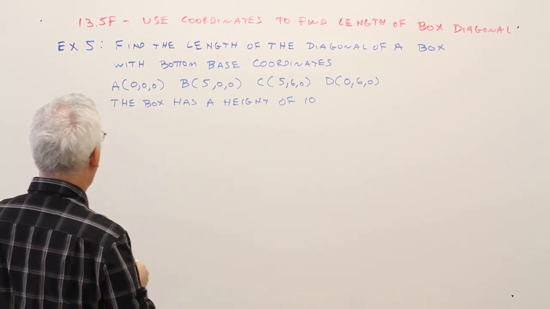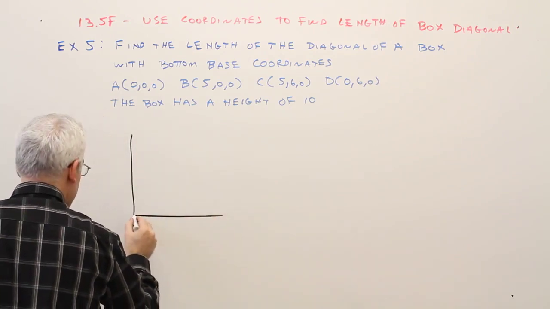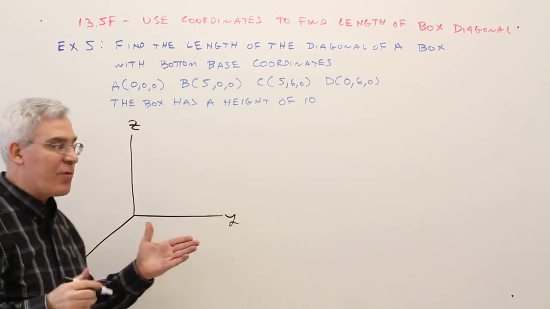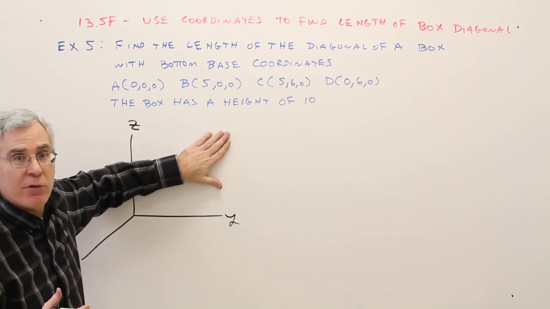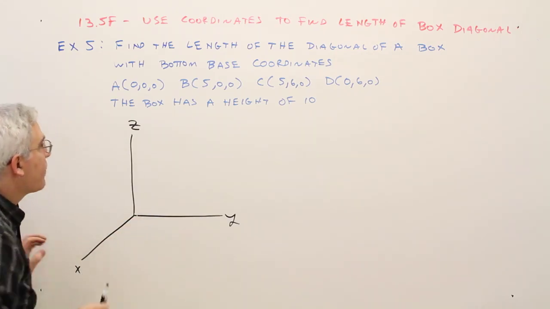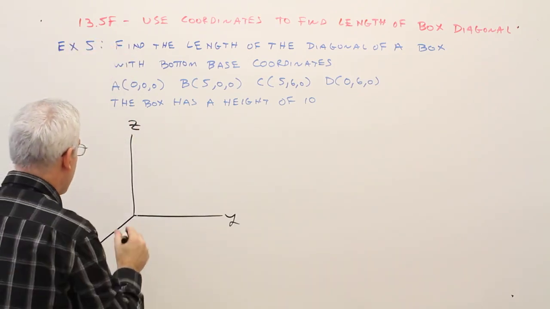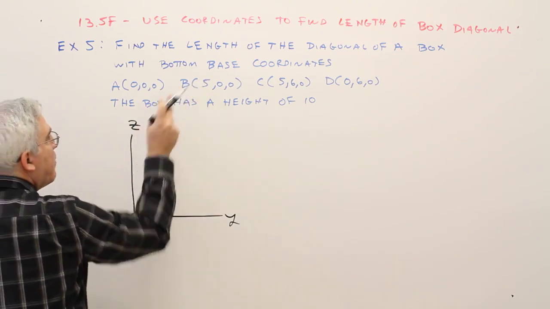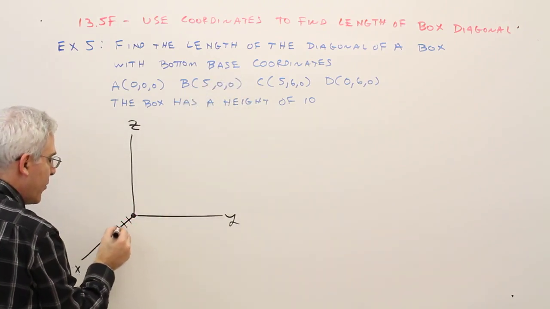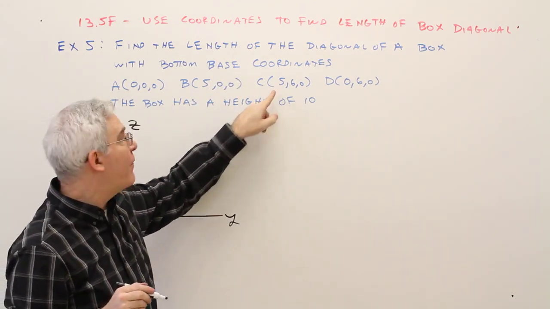All right, so first to draw the box, I'm going to start with my x, y, z coordinates. I'm drawing a 3-dimensional coordinate system on a 2-dimensional surface. So this right here really represents the x-axis coming out towards you. I'm going to draw the bottom base and then just make it go up 10 units and fill out the box. So A is at 0, 0, 0. B is at 5, 0, 0. So that's the x, y, z coordinate. So 1, 2, 3, 4, 5. Then point C is 5, 6, 0.